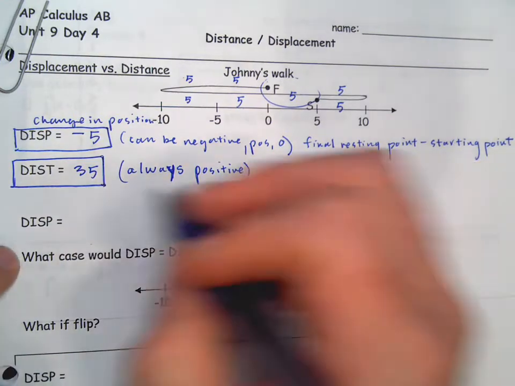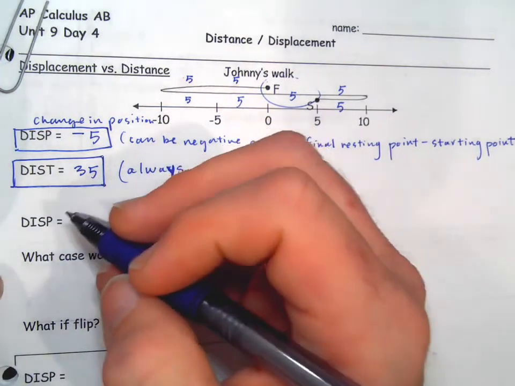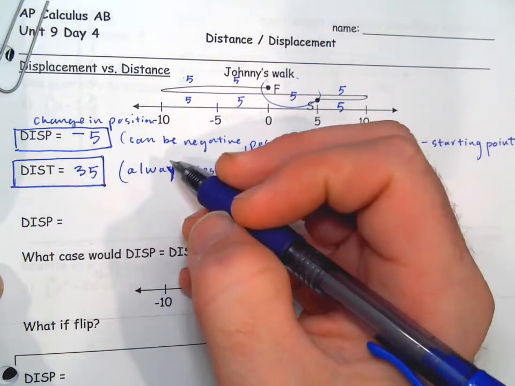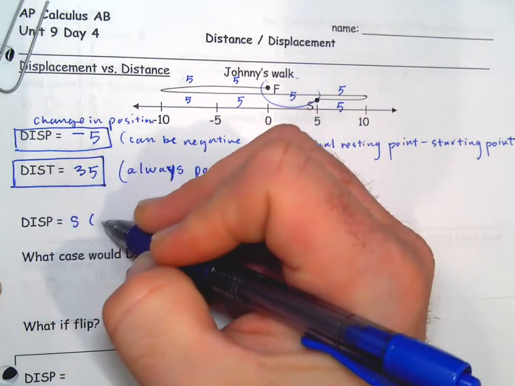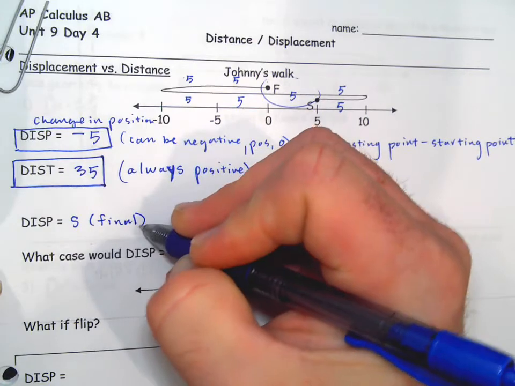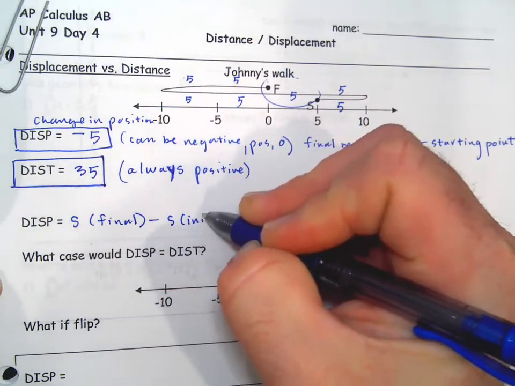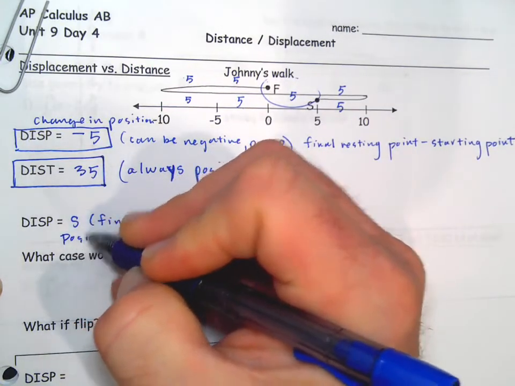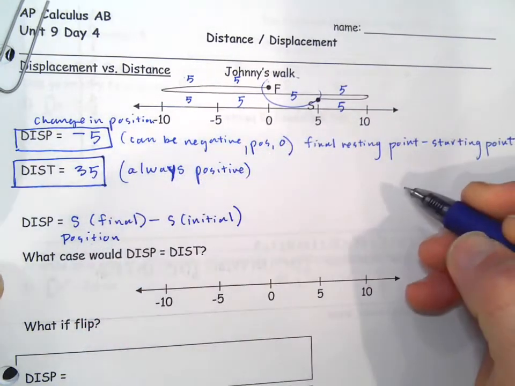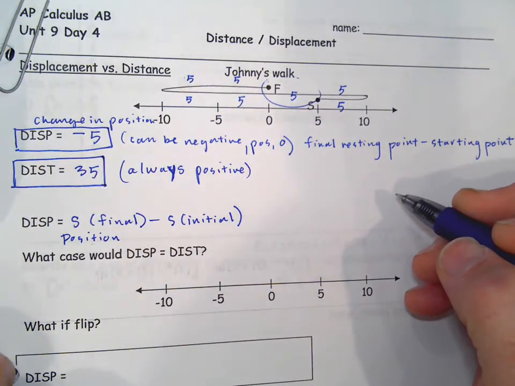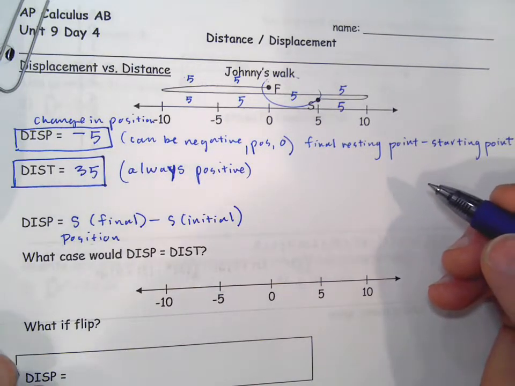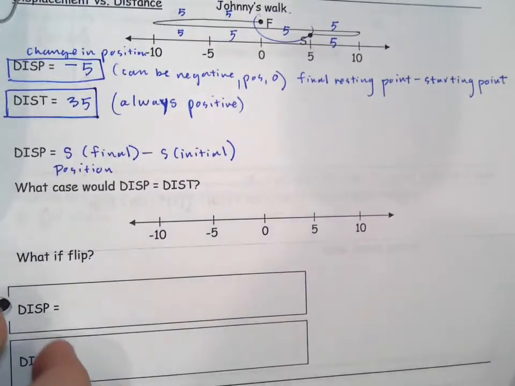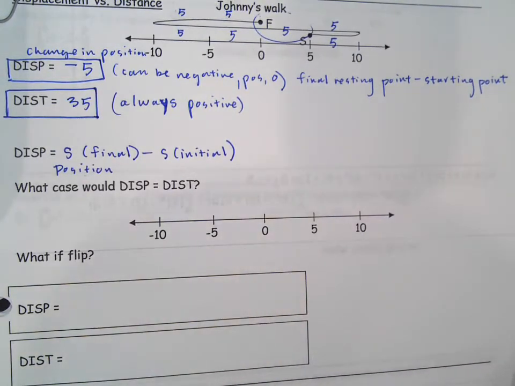Now, let's start to try and connect this more to our equations for position, velocity, acceleration. So displacement is S final position minus S initial position. It's that simple, okay? So position. Now, there is a very special case where displacement and distance actually come out the same. Can you guys think of an example where distance and displacement would be the same?